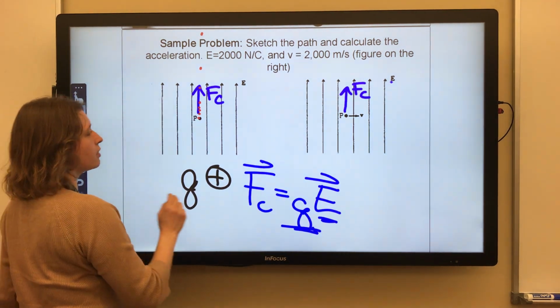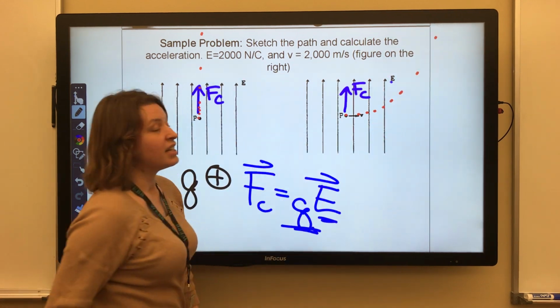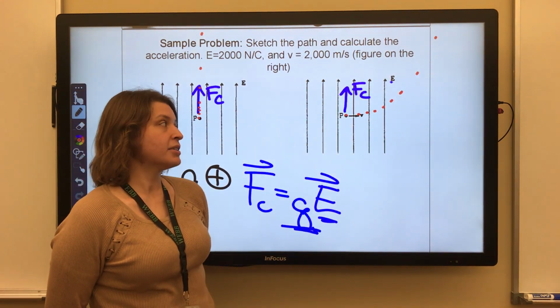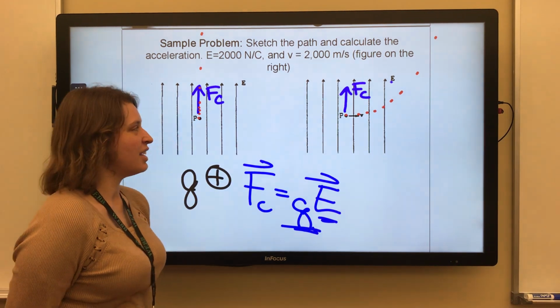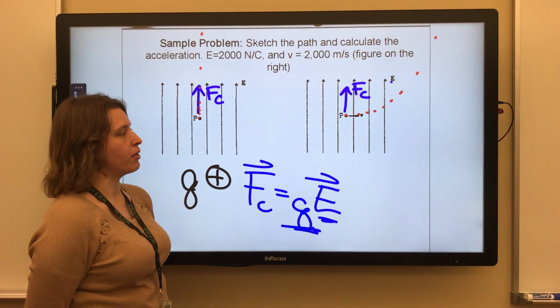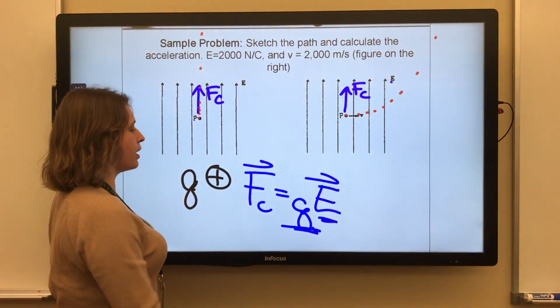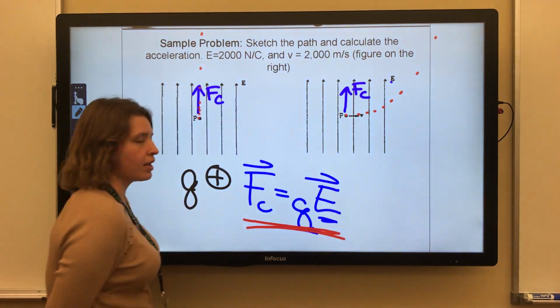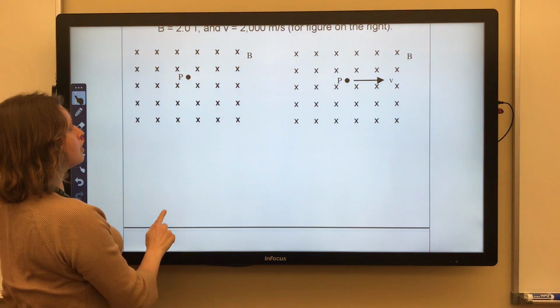What I'm going to see as a result is going to be a parabolic path. It's going to be speeding up as that happens, because it's now gaining a vertical component to its velocity, even though it has a constant horizontal component to its velocity. Now, this was review, so we were looking at Coulomb force and how that relates to electric field. Now let's try magnetic force.